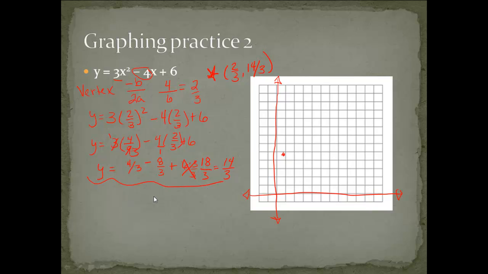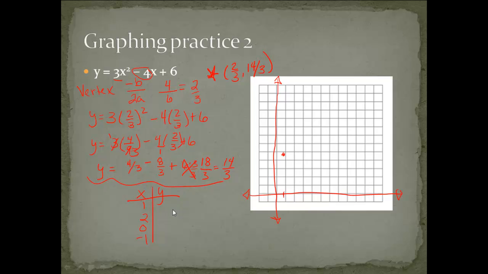Then we go back and we do another table of values. So do an XY chart again. Now this time, my vertex, the x value was at 2/3. So I need 2 values to the right and 2 values to the left. Well, I'm going to go ahead and pick 1 and 2 for my values to the right. And then my values to the left, I'm going to pick 0 and -1. Go ahead and plug each of these in and see what you come up with for a table of values.